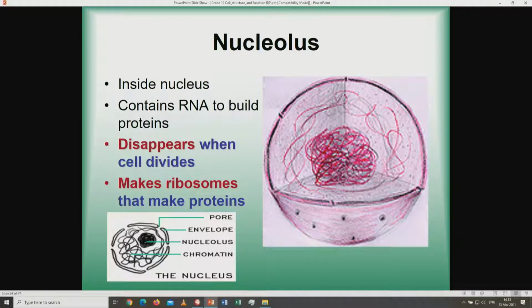The nucleolus is inside the nucleus. It contains RNA to build protein, which you need to build amino acids. It disappears when cells divide, and it makes ribosomes that make proteins. You will see that it has pores, an envelope on the outside, the nucleolus inside the nucleus, and the chromatin network around there, which unwinds to give your DNA. So it's really quite magnificent.